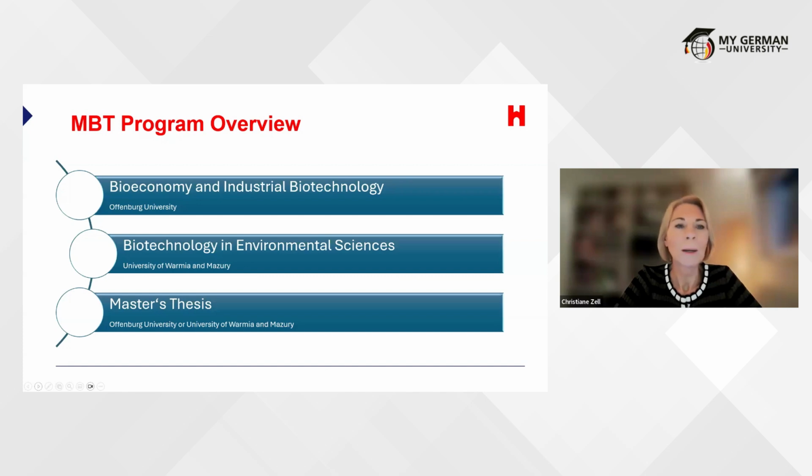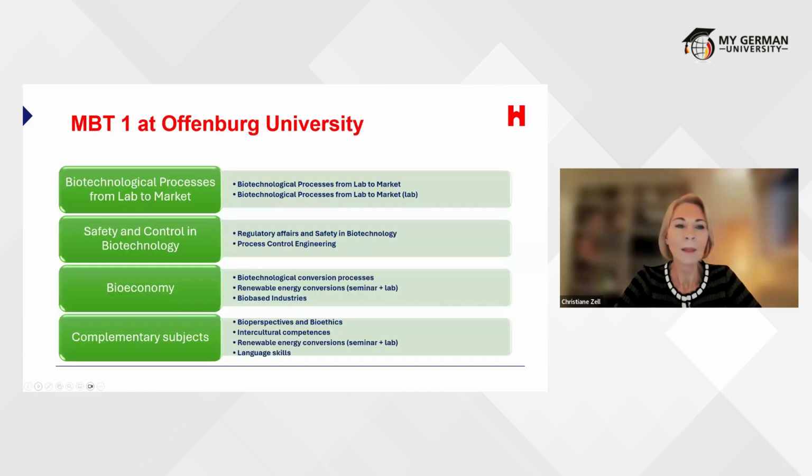Okay, let's go to some details of the program. First of all, the focus of the different universities and the different semesters. The first semester in Offenburg has a focus on bioeconomy and industrial biotechnology. The semester in Poland, in Olsztyn, at the University of Warmia and Mazury is about biotechnology in environmental sciences. And the third semester, as I already mentioned, is the master thesis. Some more details about the different semesters at the different universities.